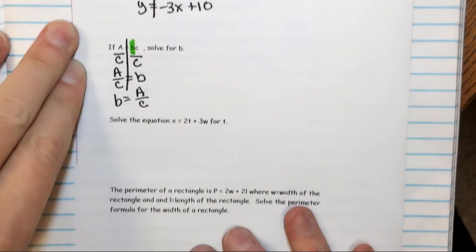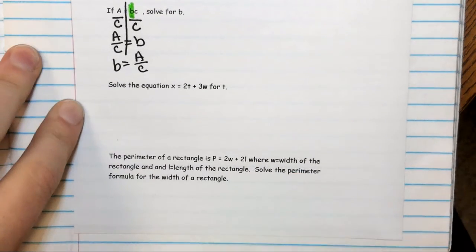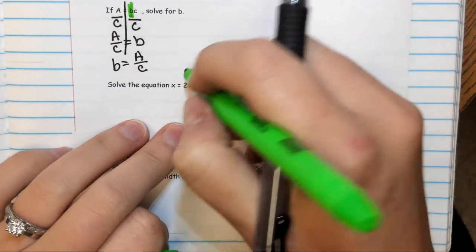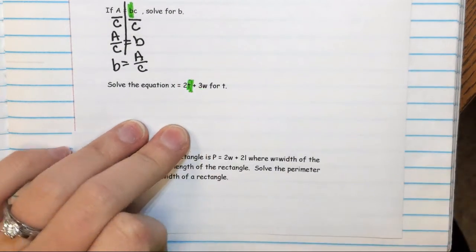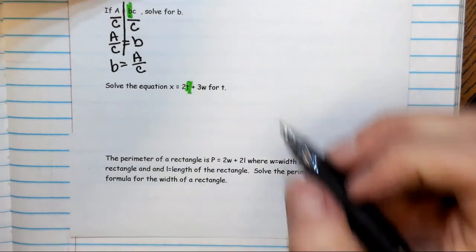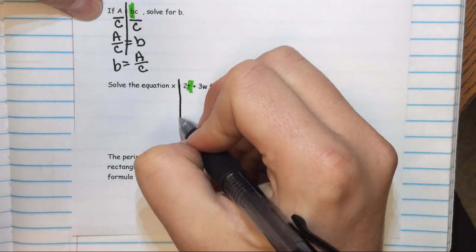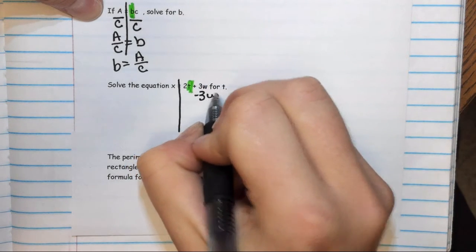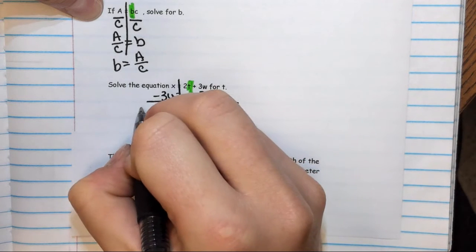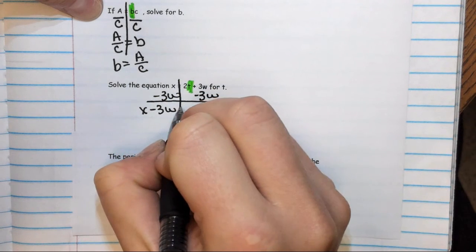Okay. Last example here, that's just not a word problem. I'm solving this equation for the variable t. So the first thing I'm going to need to do is move anything that's added or subtracted to that variable. So the 3w, I'm going to need to use the subtraction property of equality to subtract 3w from both sides. So that gives me x minus 3w is equal to 2t.